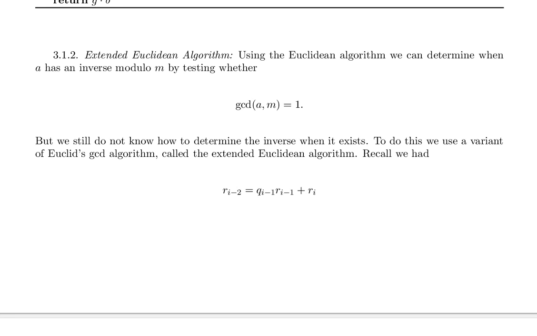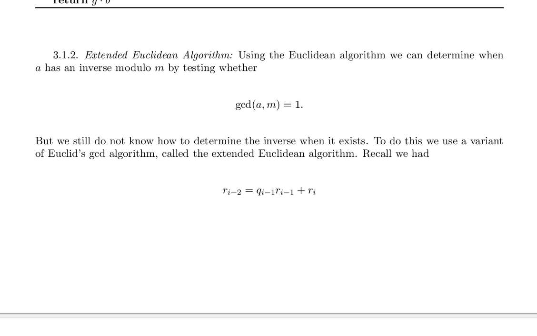3.1.2 Extended Euclidean Algorithm. Using the Euclidean algorithm, we can determine when a has an inverse modulo m by testing whether the greatest common divisor of a and m equals 1. GCD(a, m) = 1. So that just says it has an inverse if they're relatively prime. But we still do not know how to determine the inverse when it exists.